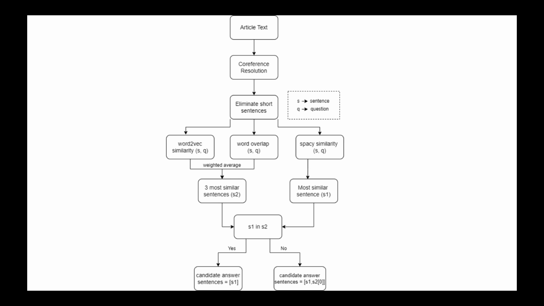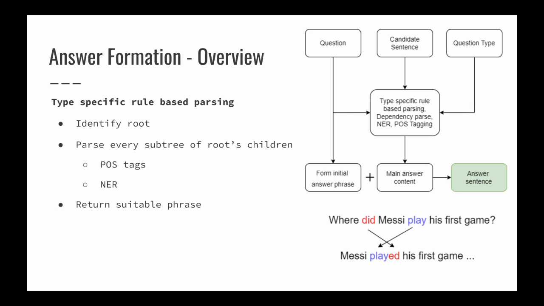Candidate sentence extraction. First, coreference resolution is performed and short sentences are eliminated. Multiple types of similarity are computed with the help of word2vec similarity, word overlap, as well as spaCy similarity, which uses contextual embeddings, and a set intersection is taken between these in order to get the candidate sentences.